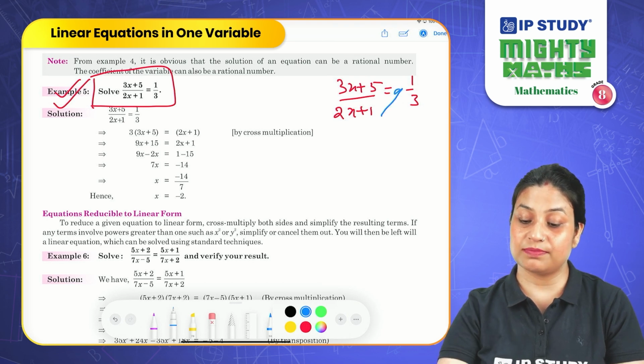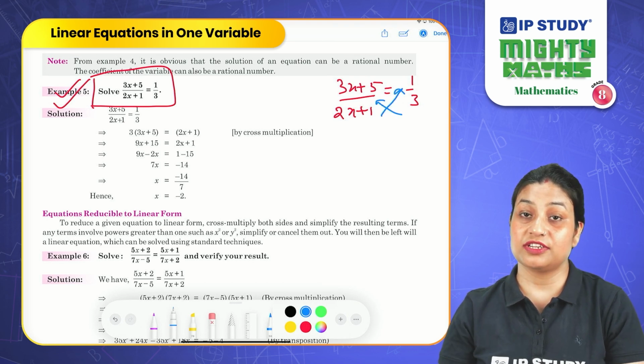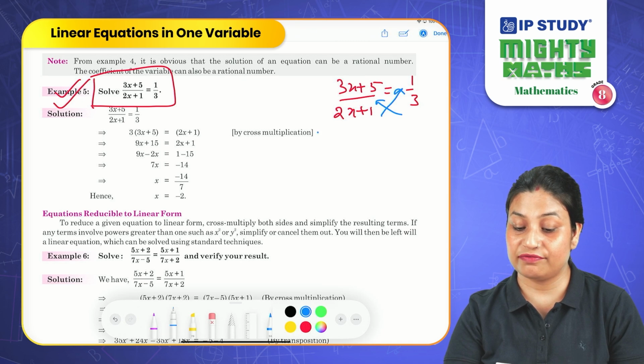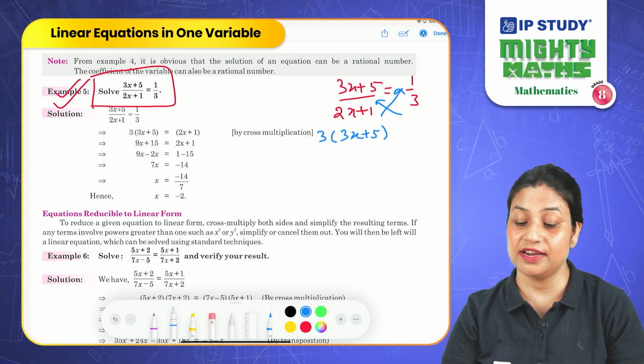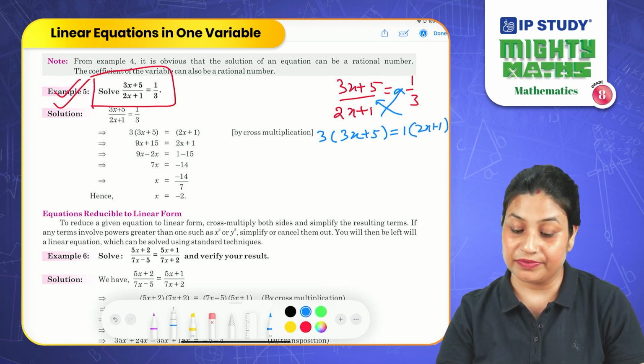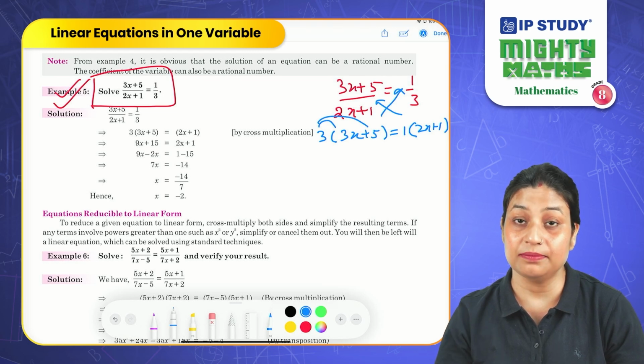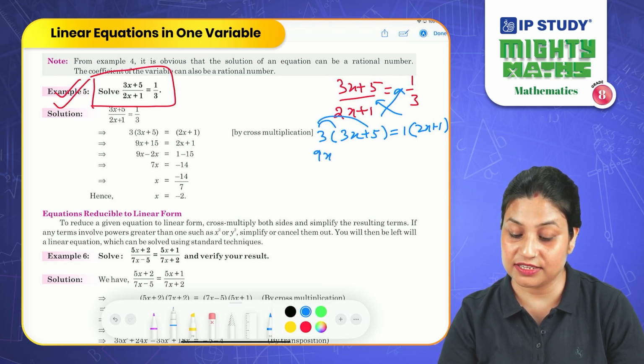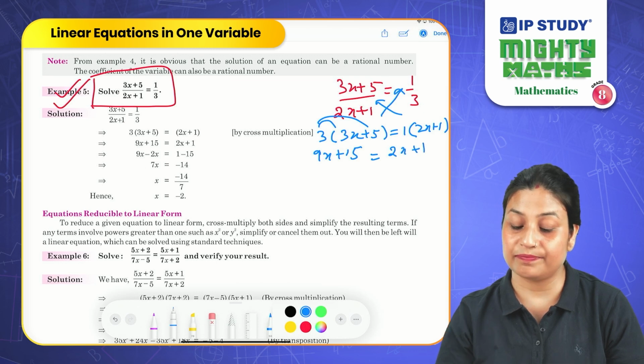So just cross multiply. When you cross multiply, what you are going to have? 3 into 3x plus 5 on the left hand side, and on the right hand side what you will get? 1 into 2x plus 1, right? Now solve it. You have to multiply this to these 2 terms. What you will get? 9x plus 15 is equals to 2x plus 1, right?